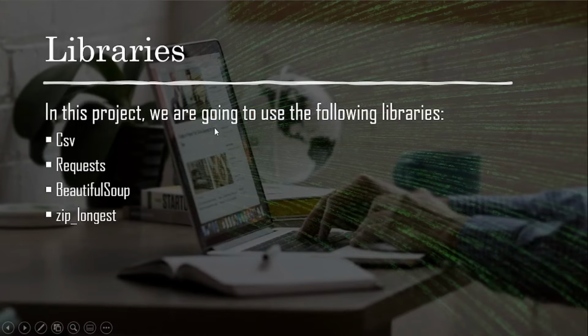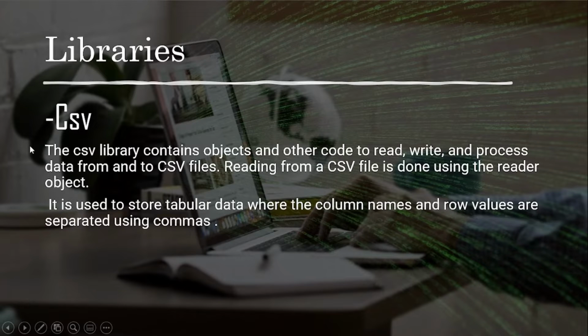In this project, we are going to use the following libraries: CSV, requests, Beautiful Soup, and zip longest. The CSV library, the first library, contains objects and other code to read, write and process data from CSV files. Reading from a CSV file is done using the reader object. It's used to store tabular data where the column names and row values are separated using commas.